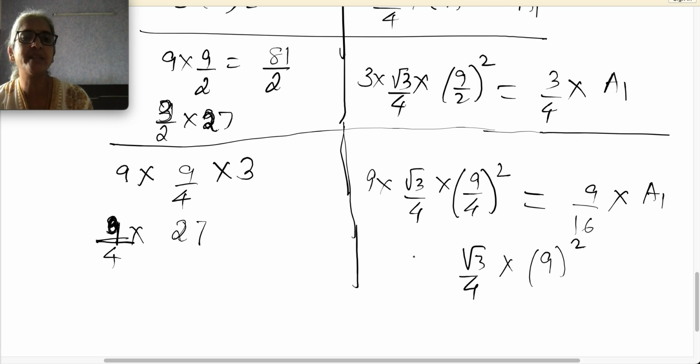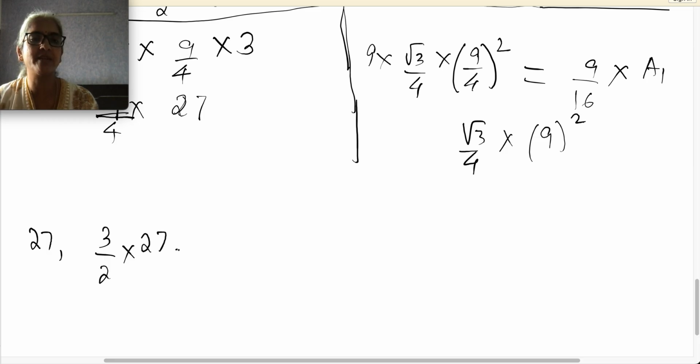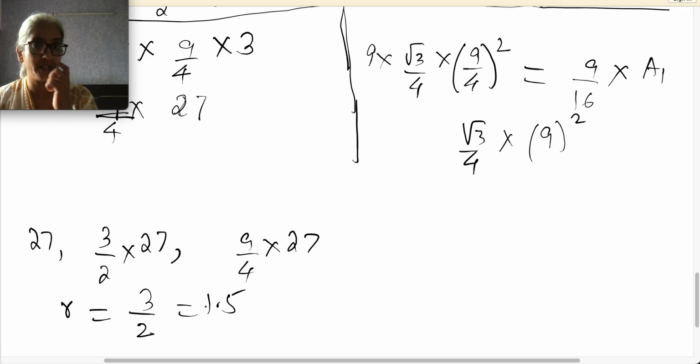And if you repeat, it's not hard to see that the perimeter was 27, then it became 3 by 2 times 27, then it became 9 by 4 times 27. This is how the perimeter is growing. So the common ratio is 3 by 2, which is 1.5, which means ratio is greater than 1.